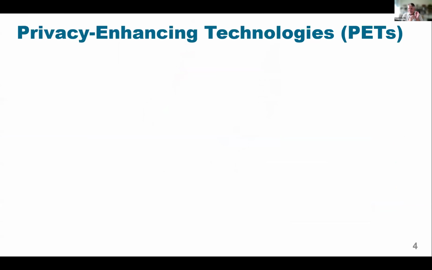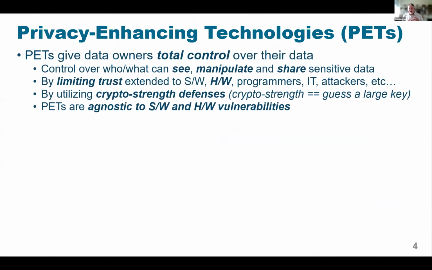But first, as a teachable moment, I want to talk about the difference between privacy technologies and security. Privacy technologies are security technologies that give data owners control over their data. So they limit who can see, manipulate, and share the data. And they do this in very special ways. In particular, they limit trust. And PET technologies limit trust across the board: software, hardware, and that's what benefits us: programmers, IT, and attackers. All of those are untrusted.